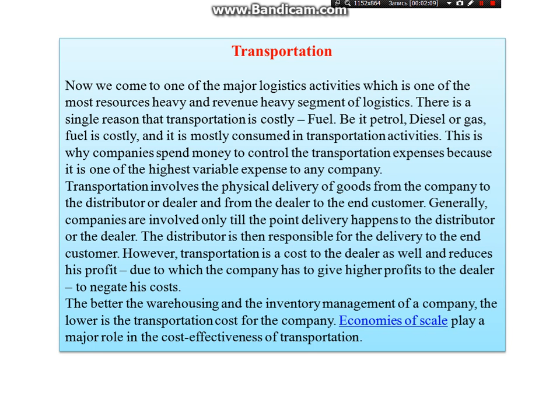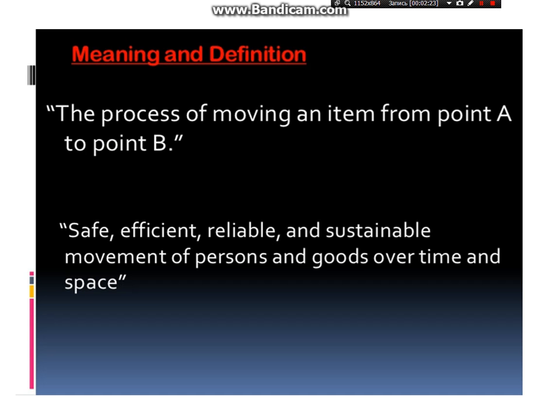The better the warehousing and the inventory management of a company, the lower is the transportation cost for the company. Economies of scale play a major role in the cost effectiveness of transportation. Meaning and the definition: the process of moving an item from point A to point B is called transportation. Safe, efficient, reliable, and sustainable movement of persons and goods over time and space.